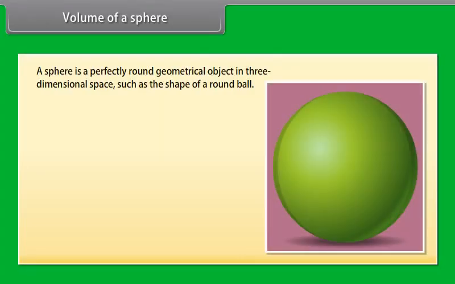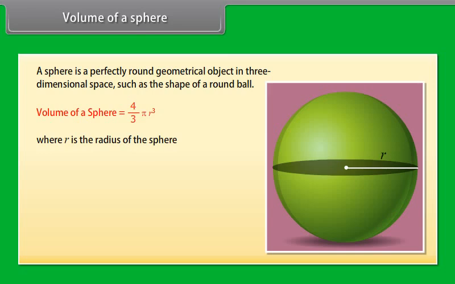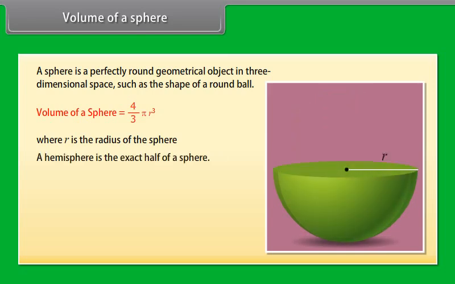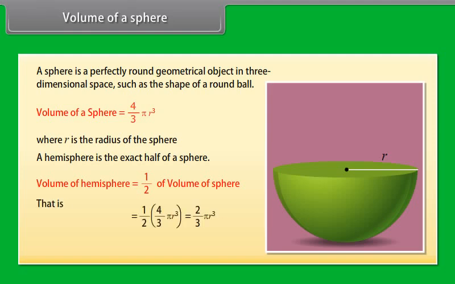Volume of a sphere. A sphere is a perfectly round geometrical object in three-dimensional space, such as the shape of a round ball. The volume of a sphere is given by 4 upon 3 pi r³, where r is the radius of the sphere. A hemisphere is the exact half of a sphere, and its volume is the half of the volume of a sphere. That is, volume of hemisphere is 1 upon 2 into 4 upon 3 into pi r³, which is equal to 2 upon 3 pi r³, where r is the radius.